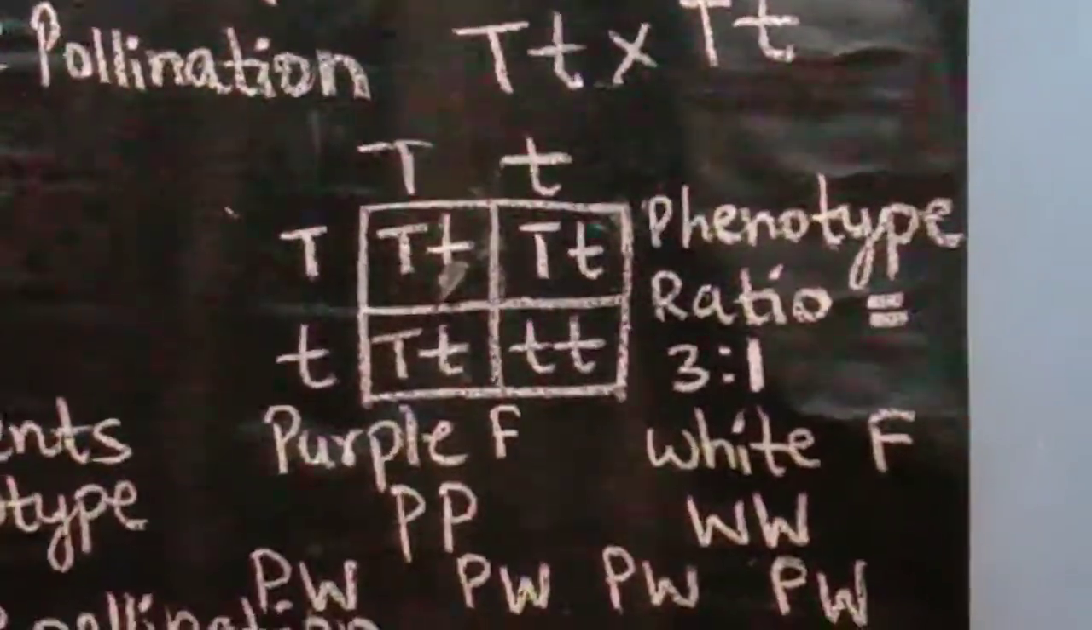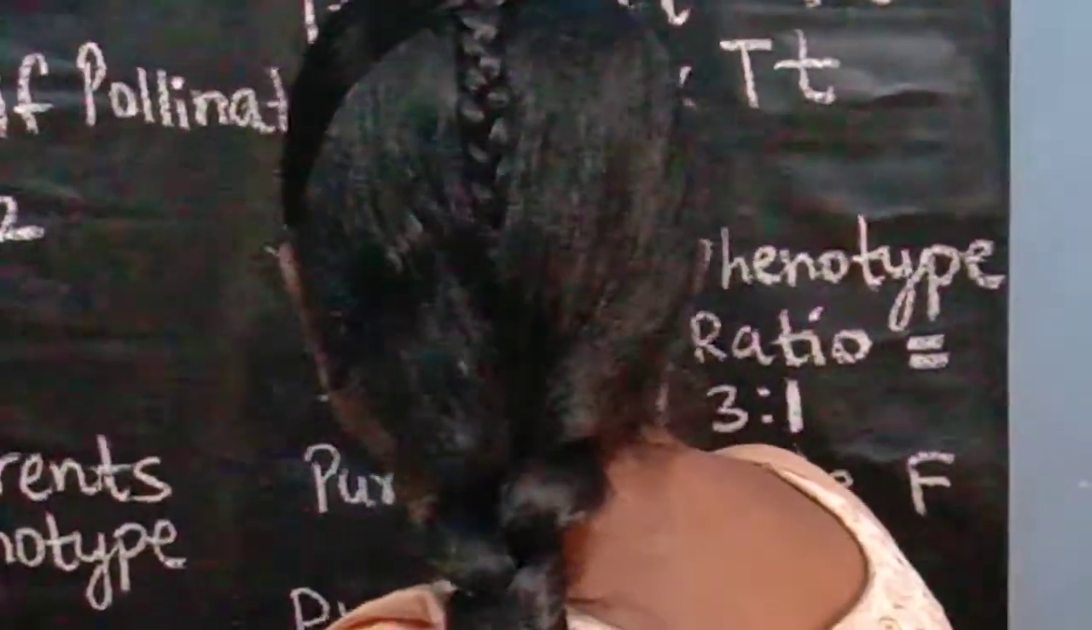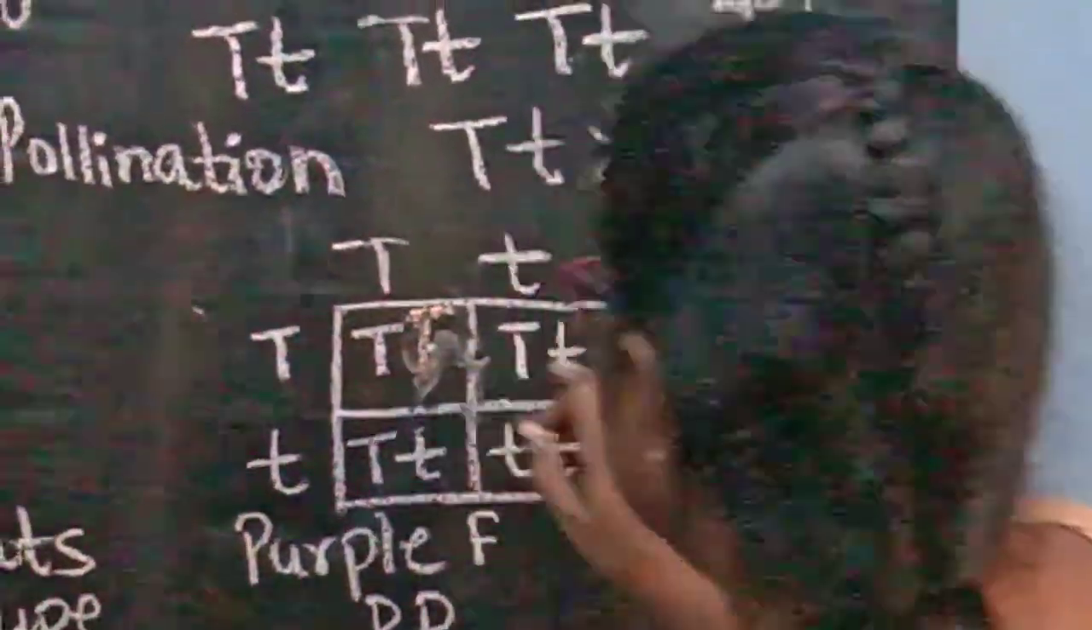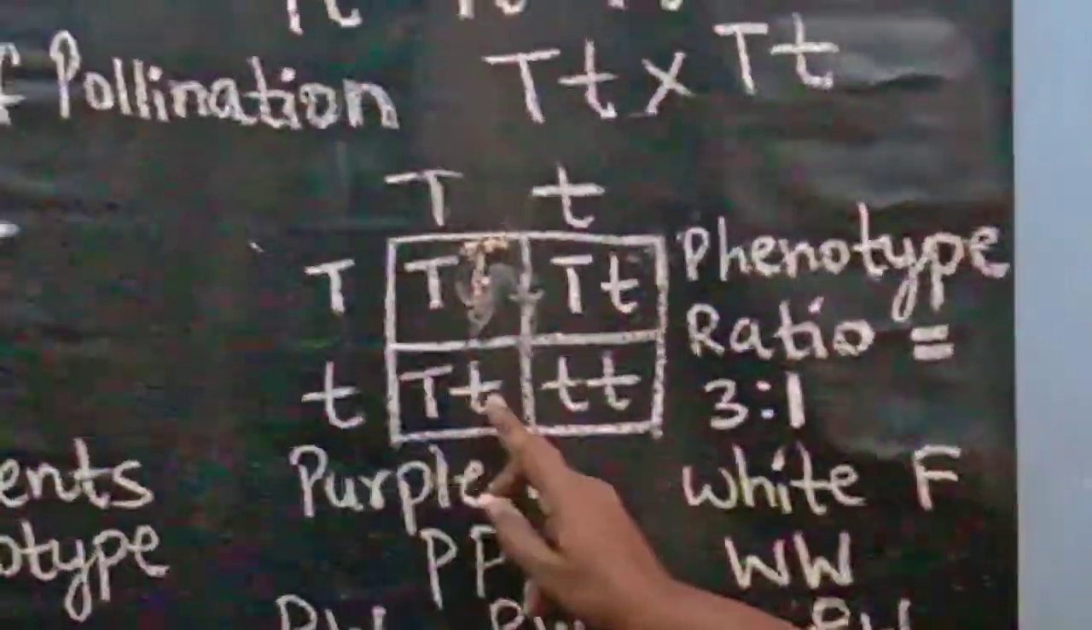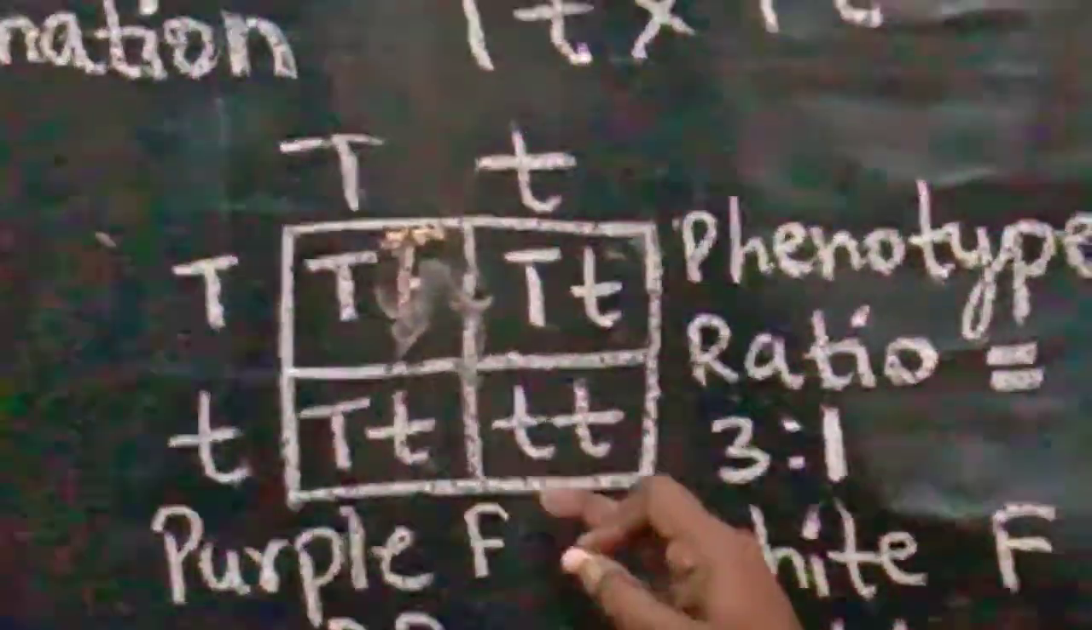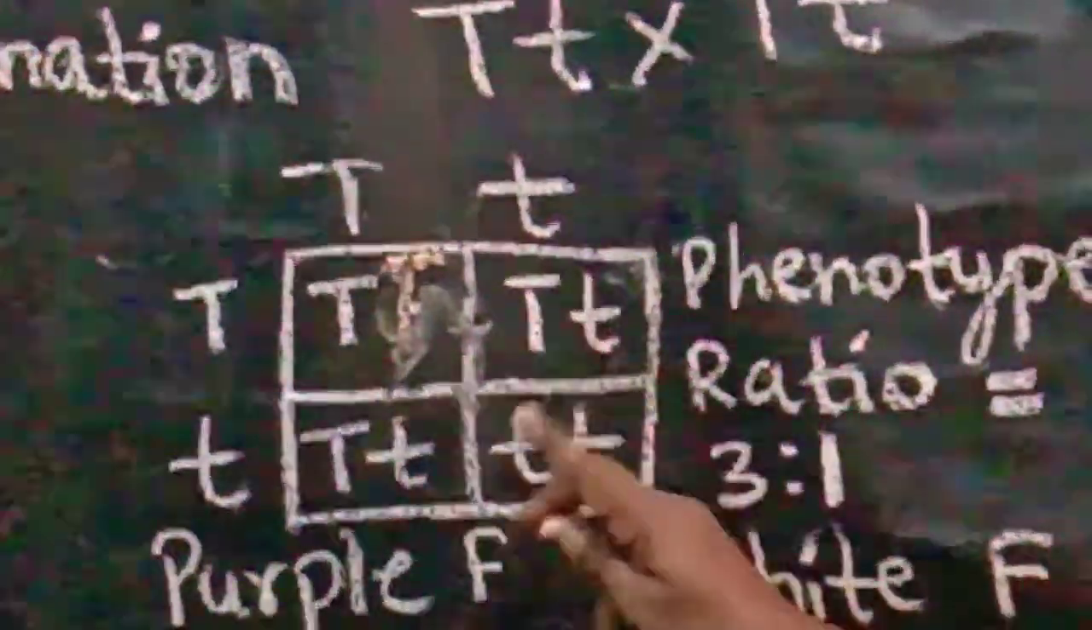Just I will show you. T into T is capital T. T into small t is, then T into small t, then T into T, you can see here. So here the ratio is 3:1.